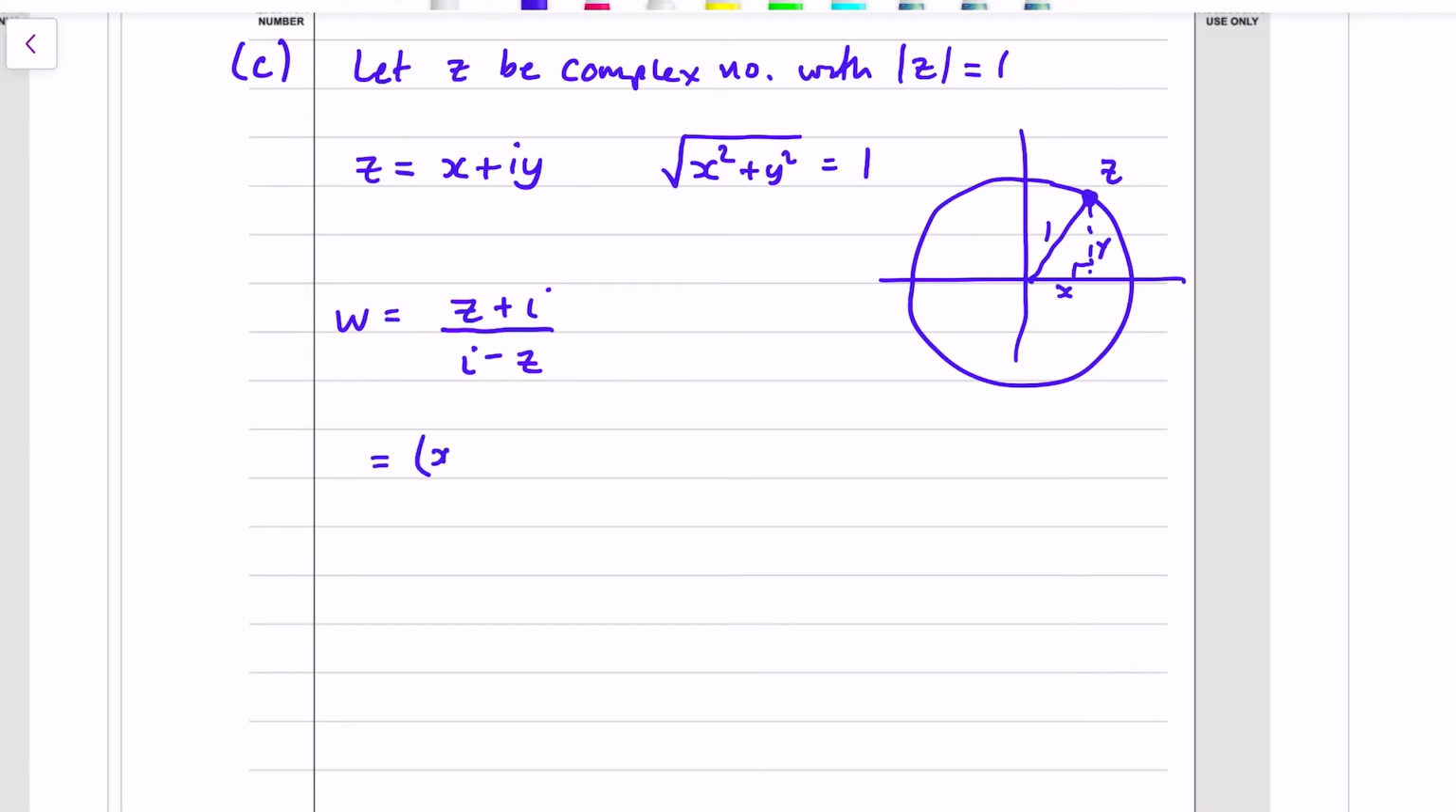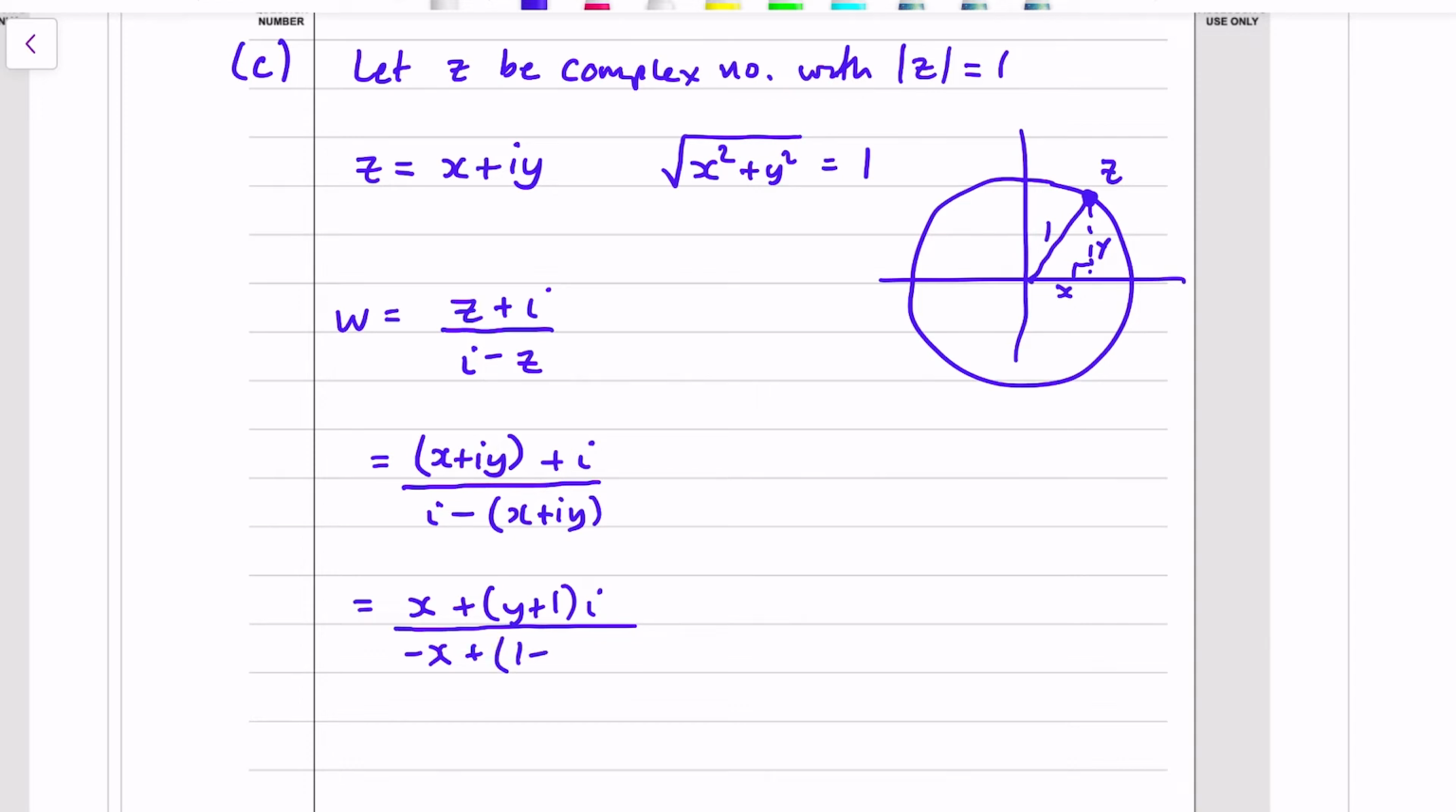So an NCEA student normally would put x plus iy in there, and then x plus iy in there, and then you group the real parts together. So x is the only real part in the numerator. You've got y plus 1 all times i. In the denominator, the real term is negative x, and then there's an i minus iy, so 1 minus y all times i. Okay, then we times by the conjugate, top and bottom.